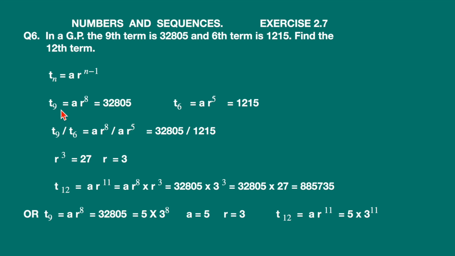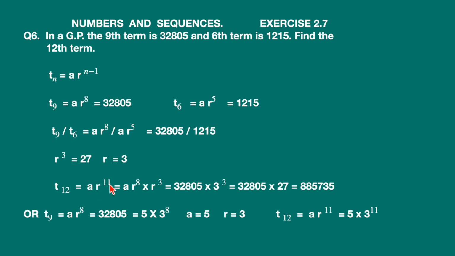Now we do not know these values of a, r, but we have to find the 12th term. So first what we are going to do is divide T9 by T6. So this a into r raised to 8 divided by a into r raised to 5. So this number divided by this number will give us 27. And here a will cancel. We are left with r raised to 3. 8 minus 5 is 3. So r raised to 3 is equal to 27. R is equal to 3. Cube root of 27 is 3. Now let's find out T12.